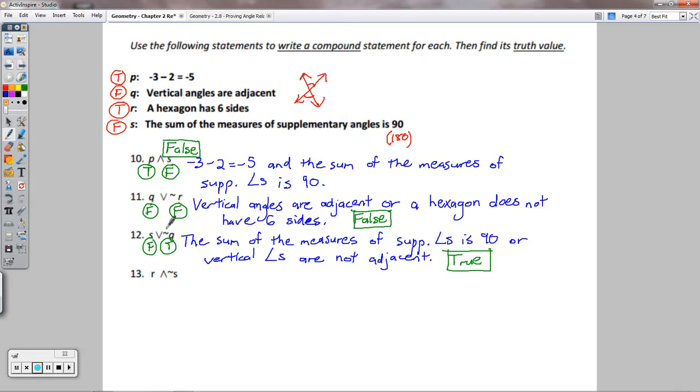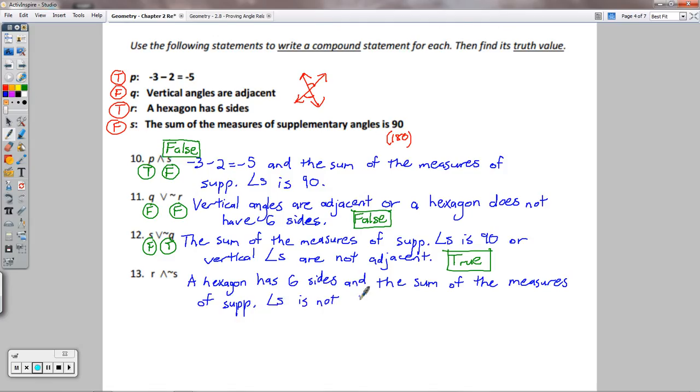And then number 13, R and not S. R is a hexagon has 6 sides, so I'll write that out first. The hexagon has 6 sides. And then not S, so the sum of the measures of supplementary angles is not 90 degrees. The sum of the measures of supplementary angles is not, or isn't, 90 degrees.